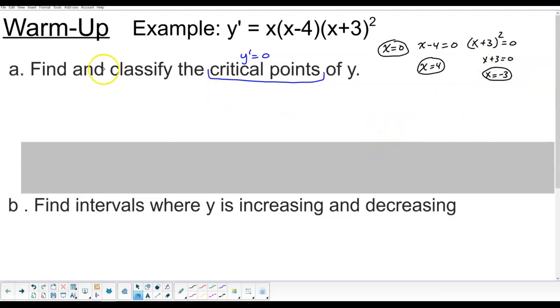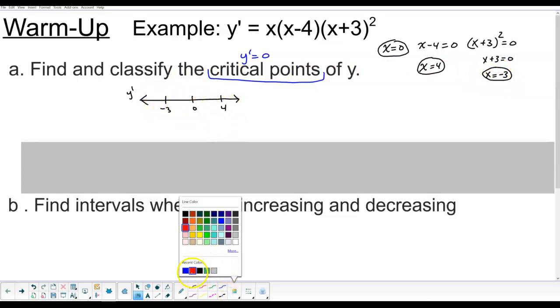Now our job is to actually classify them. So I'm going to create a sign chart. Remember, the sign chart is just a number line that analyzes what's happening to the left and right of each of the critical points. So I have to write it in order, -3, 0, and 4. And we're going to test the sign value.